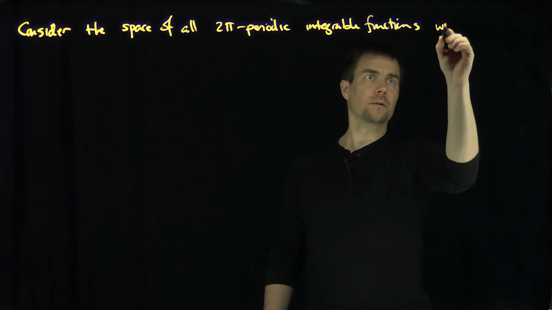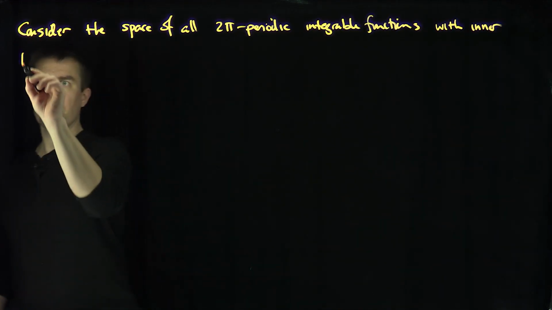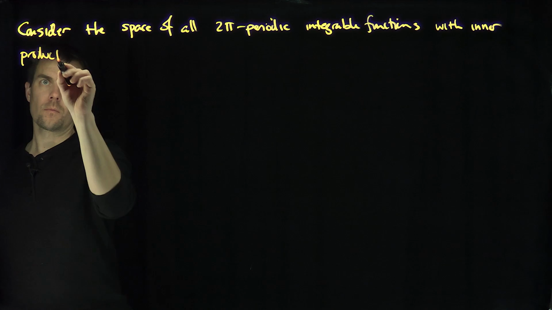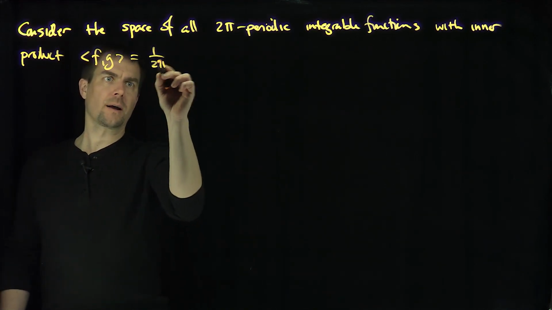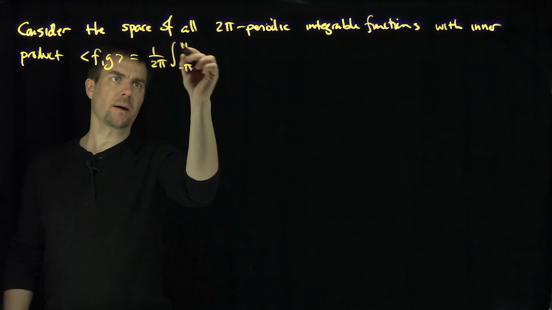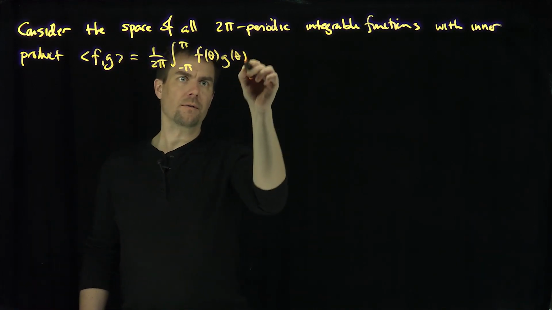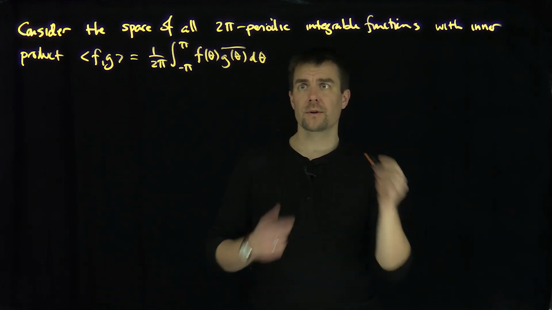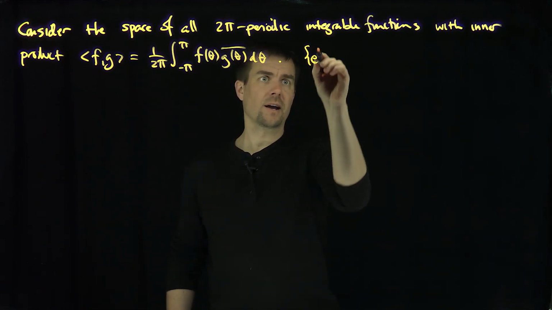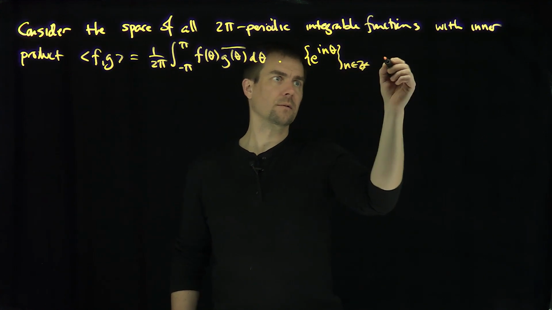With inner product, the inner product of f and g is 1 over 2 pi, the integral from negative pi to pi of f of theta times g of theta bar d theta. And we know with this inner product that we have the orthonormal set, so e to the i n theta when n is in Z is my orthonormal set.